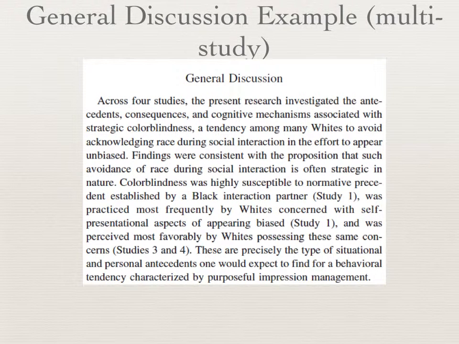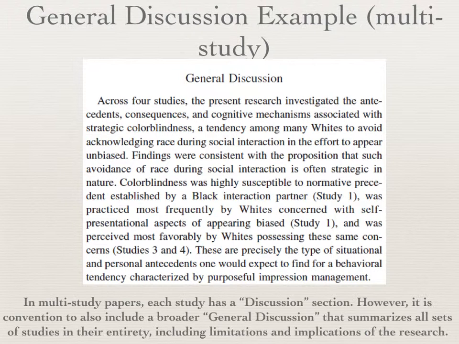Sometimes if you have multiple studies, they'll also have a general discussion. You'll have a discussion for each experiment, just like you'd have a methods and a results for each experiment. And then to sum all of the experiments up, there'll be a general discussion at the end. So here it says, across the 4 studies. Again, they use this general discussion to summarize all the studies together and look at the implications and the limitations of that.